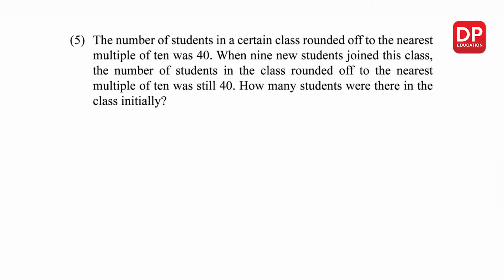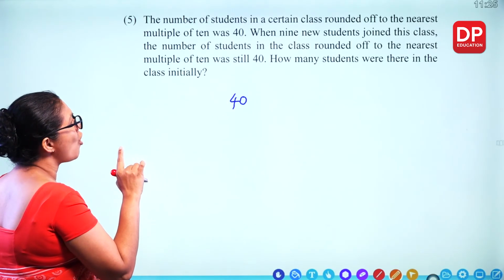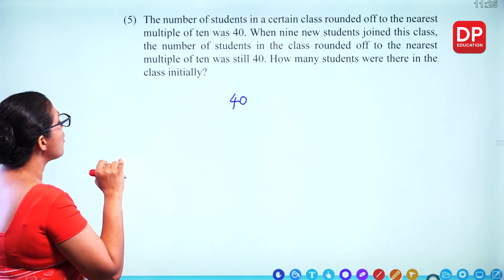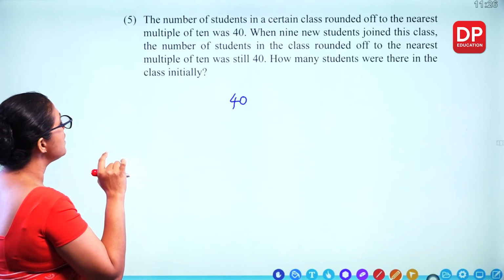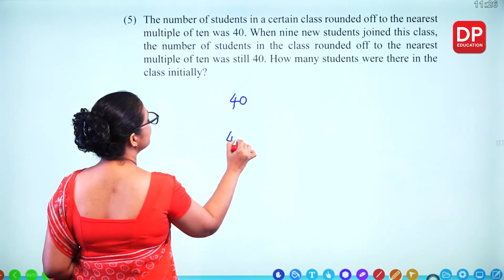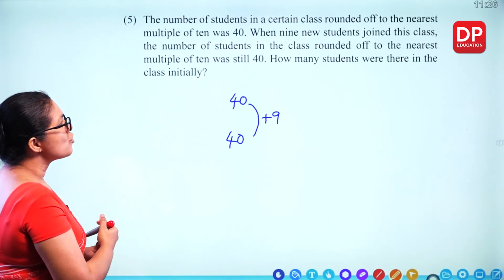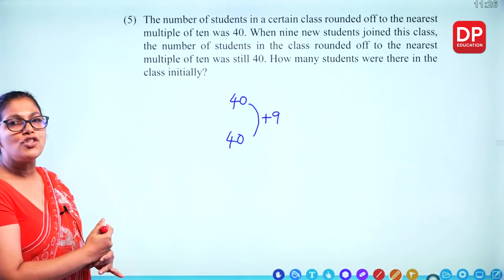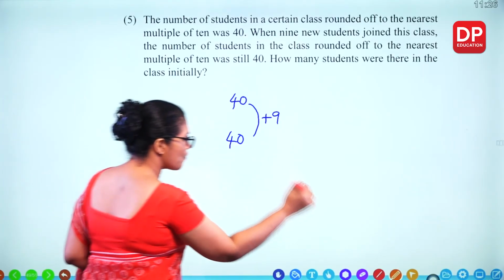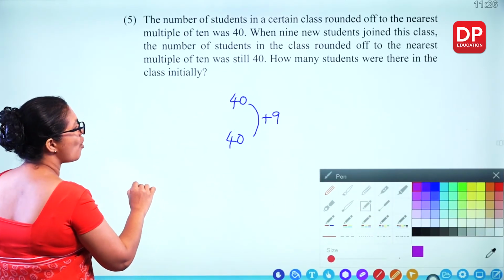Question number 5. The number of students in a certain class rounded off to the nearest multiple of 10 was 40. When 9 new students joined this class, the number of students in the class rounded off to the nearest multiple of 10 was still 40. How many students were there in the class initially? We can start from here. This is still rounded to 40.